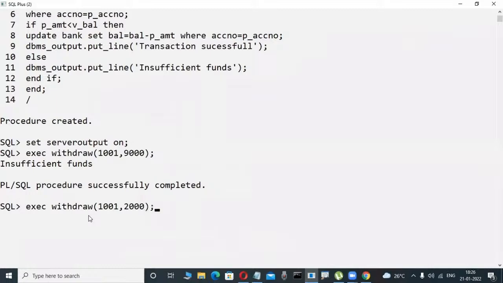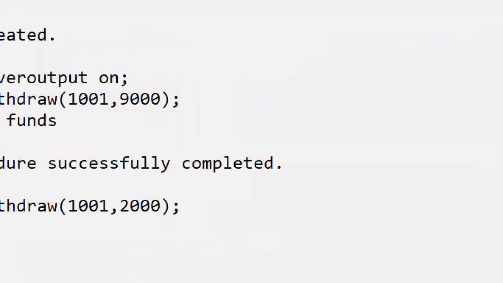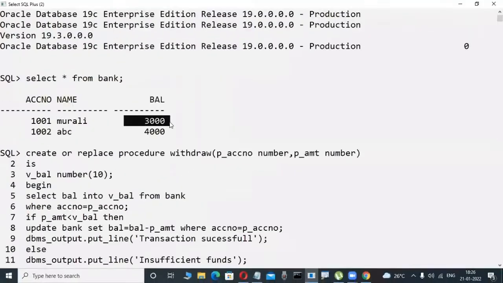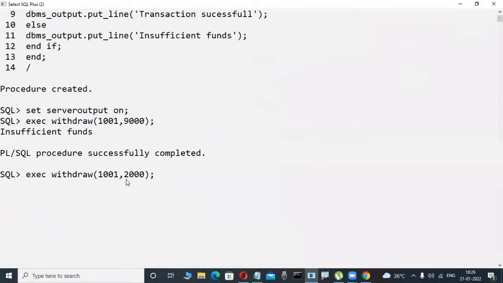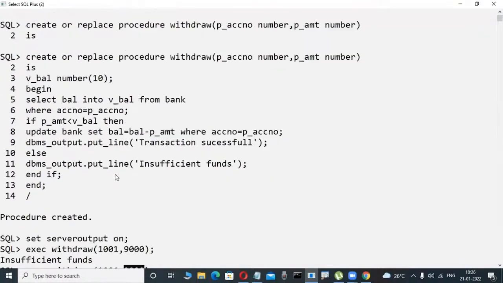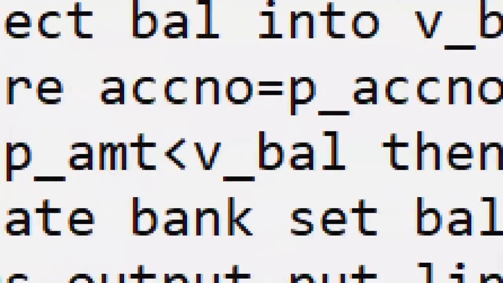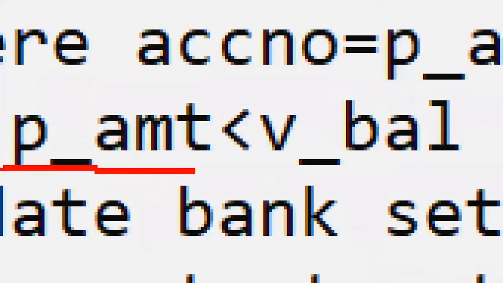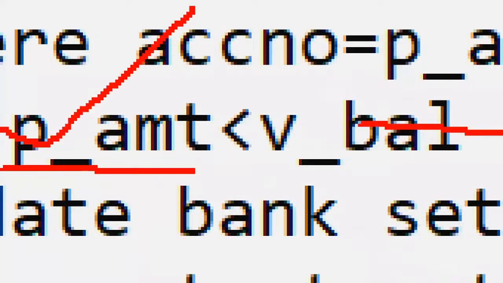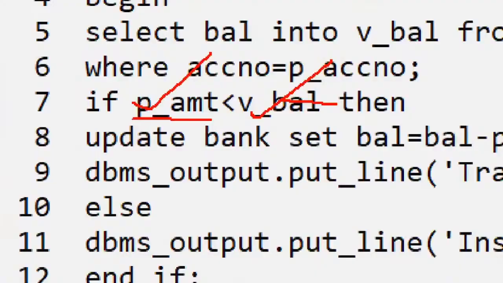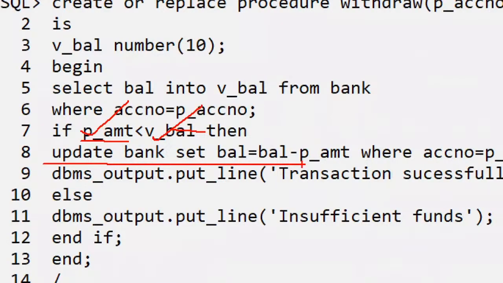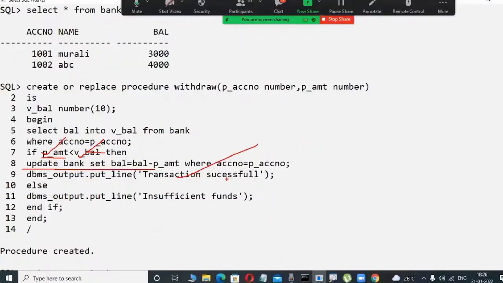Possible. Why? Because my balance is 3,000, and I try to withdraw only 2,000, which is possible. So whenever your passed amount, 2,000, is less than the available balance, in this case 3,000, I am updating the bank table. Updating the bank means modifying it. Transaction is successful. Now really correct.